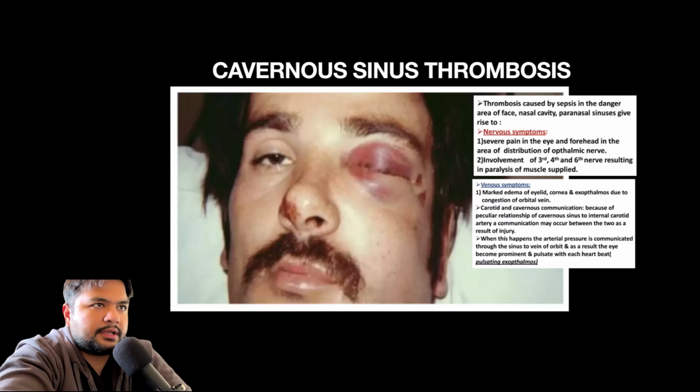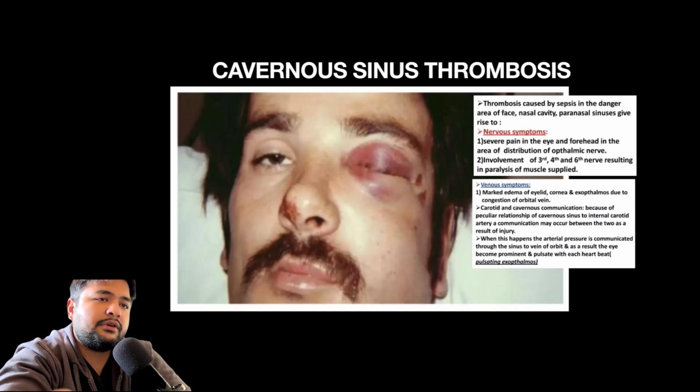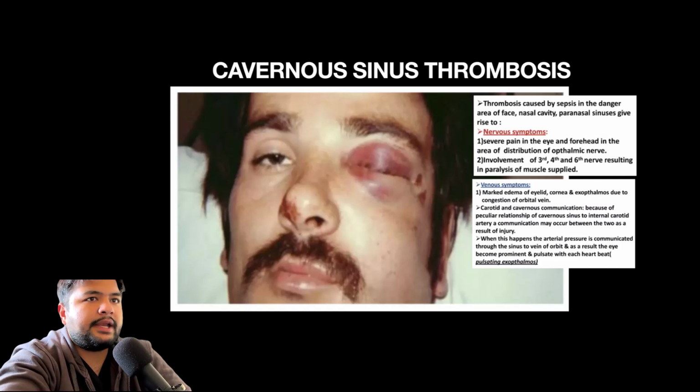This person is suffering from cavernous sinus thrombosis. The thrombosis caused by sepsis in the danger area of the face, nasal cavity, and paranasal sinuses gives rise to nervous symptoms. As discussed earlier, the nerves lie within the cavernous sinus or pass through the lateral wall of the cavernous sinus. Whenever there is an infection, these nerves are involved, causing the nervous symptoms: involvement of the third, fourth, and sixth cranial nerves, resulting in paralysis of the muscles they supply.